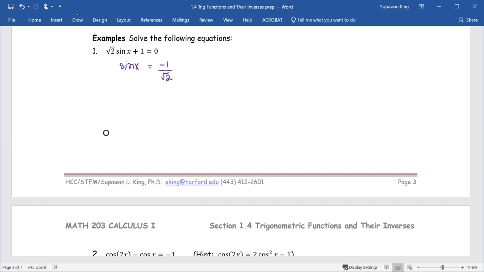For the sine function to be negative, the angle will be in quadrant 3 and quadrant 4. And the angles whose sine is negative 1 over square root 2 would be 5 pi over 4 and 7 pi over 4.